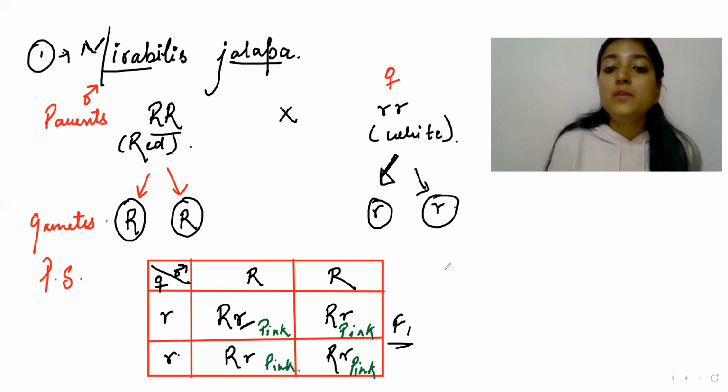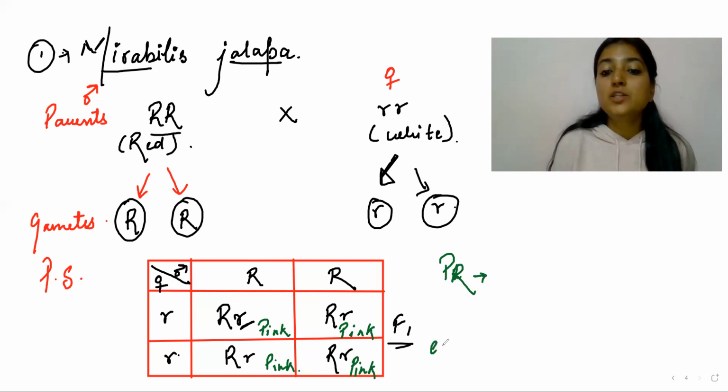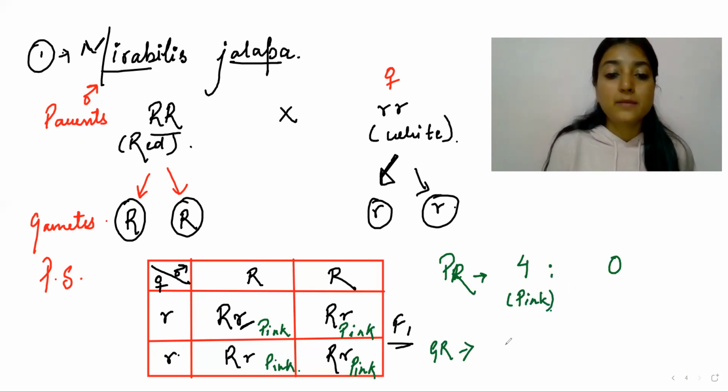Fine. Now we will write the phenotypic ratio and the genotypic ratio. Here the phenotypic ratio will be 4:0, where the 4 will be pink flower, whereas 0 will be white, or you can say red. Now, in the genotypic ratio, again it will be 4:0, as 4 of them are heterozygous in nature.